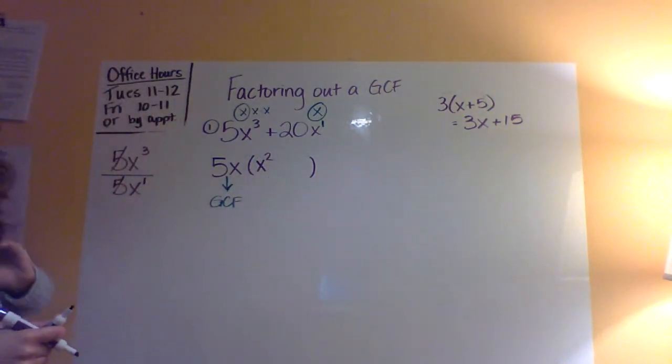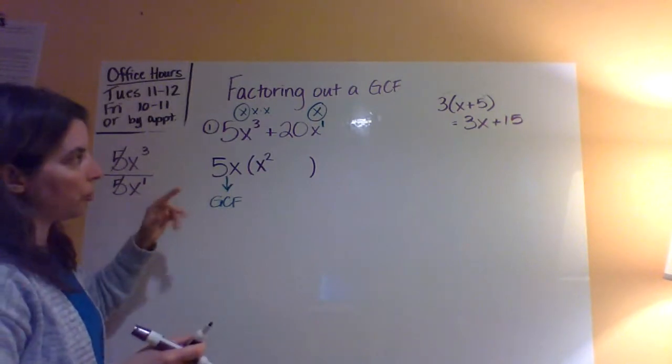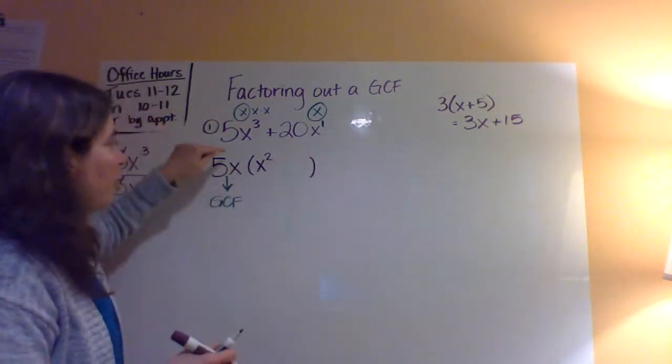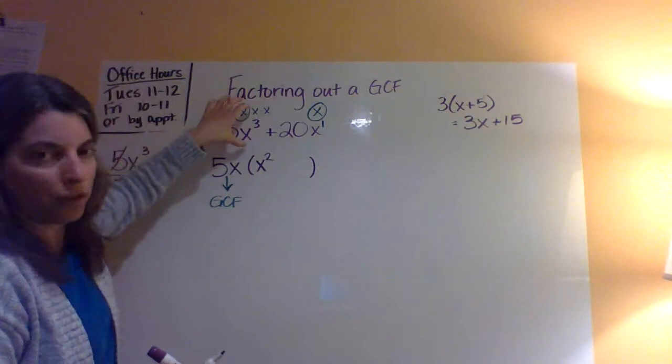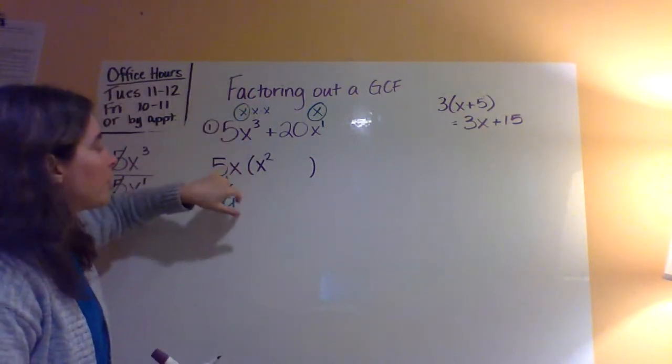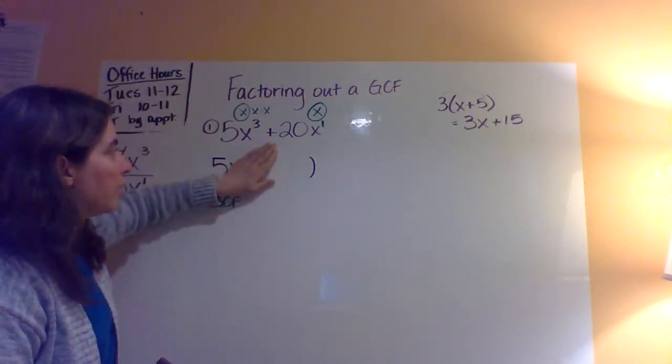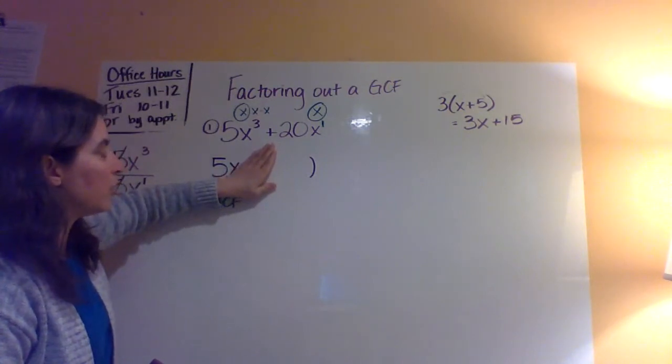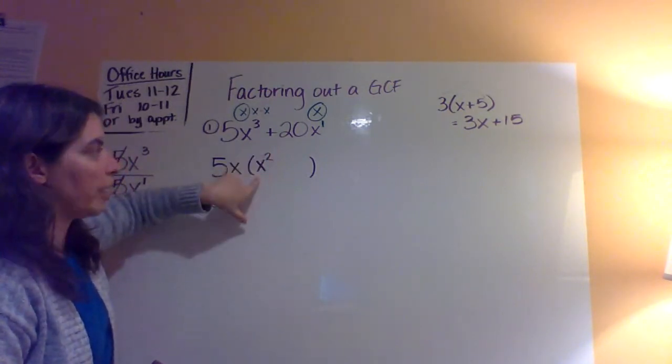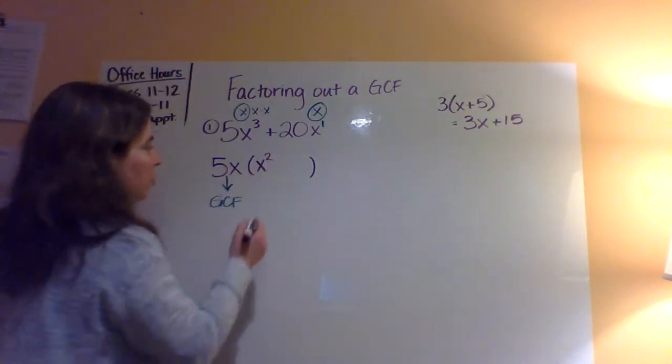Another way you can think about it is you can kind of think backwards almost. Kind of like we were talking about up there, that this times this has to give you this first expression, that first term. So 5x times what needs to give me 5x cubed? Well, I don't need another number, but I need x squared. So whichever way is more comfortable for you.